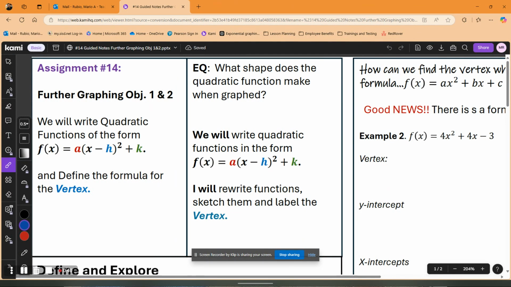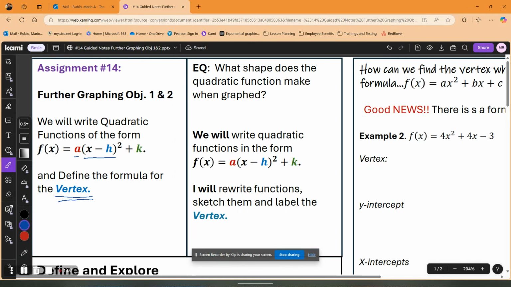What we're going to do here is write quadratic functions of the form f of x equals a times (x minus h) squared plus k. So basically all we're doing is taking all three of the transformations that we looked over in assignments 11, 12, 13, and we're putting them together. And we're going to define the formula. There's actually a formula to find the vertex when you have this form.